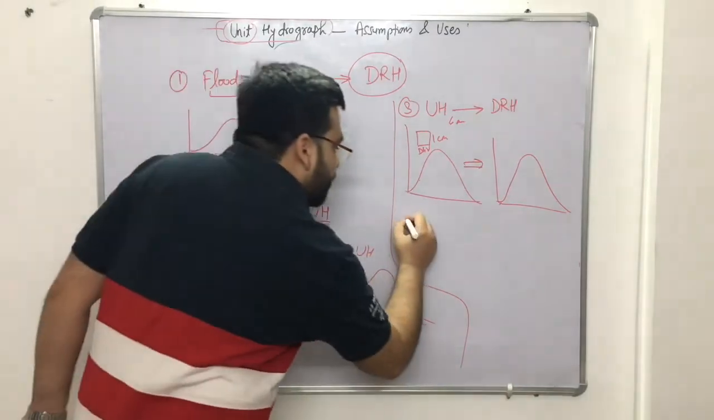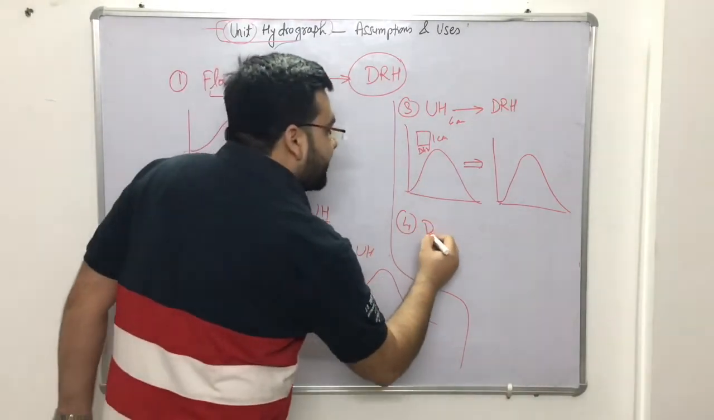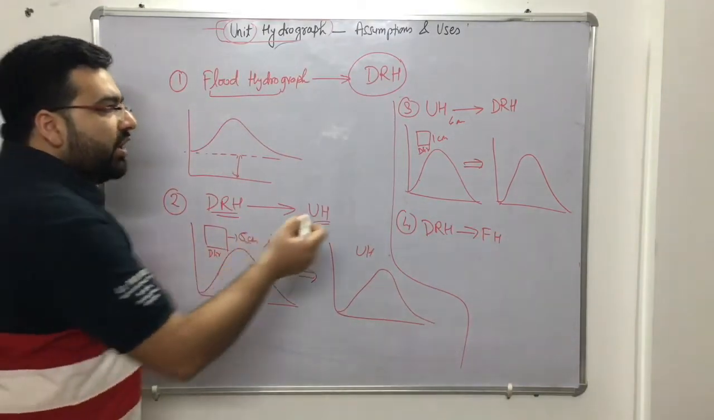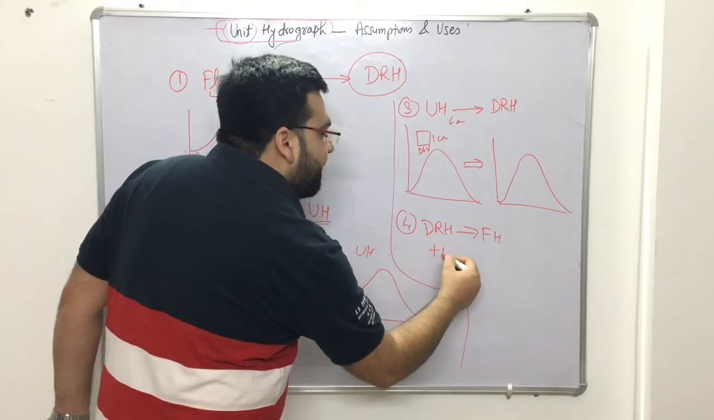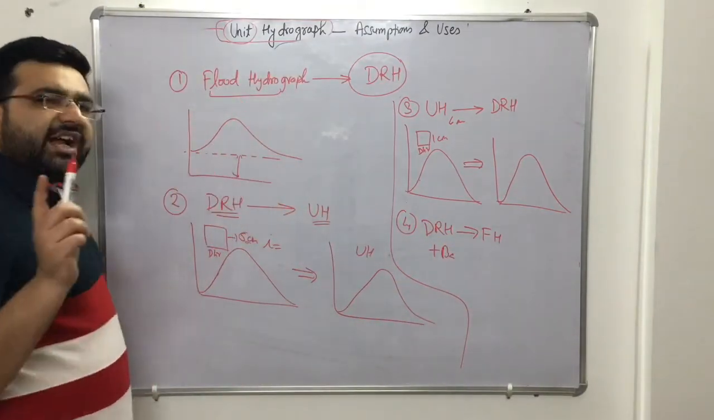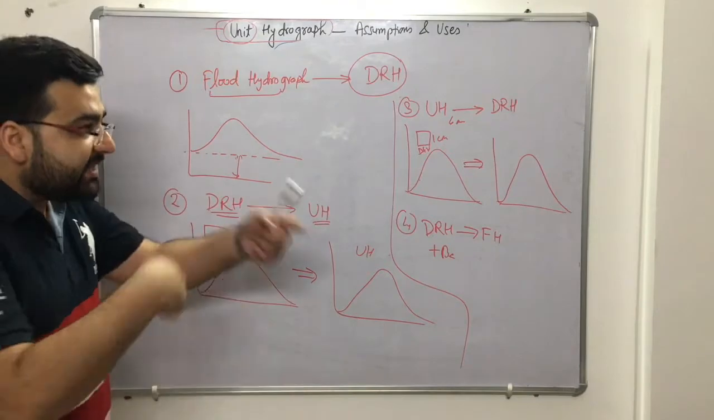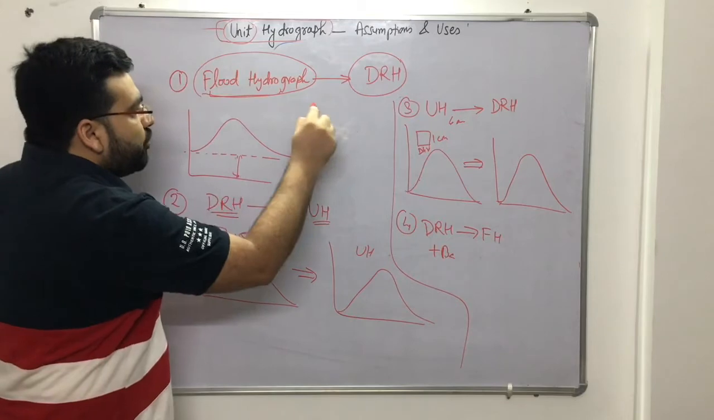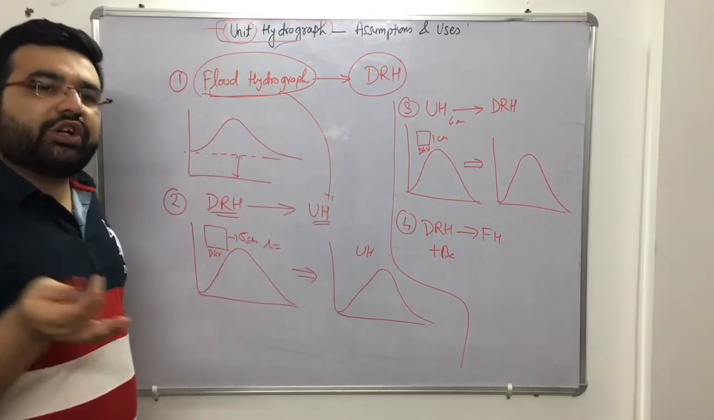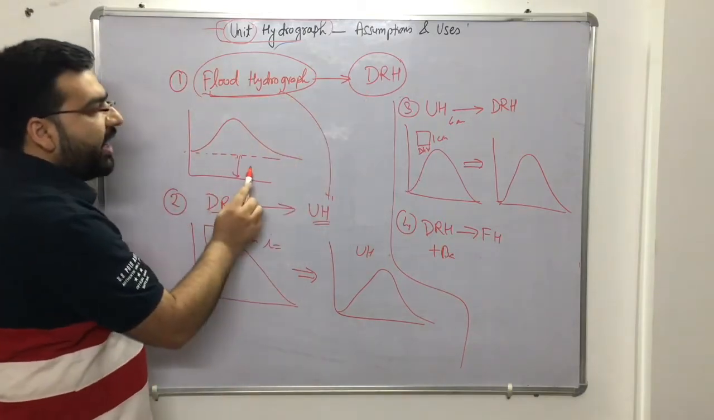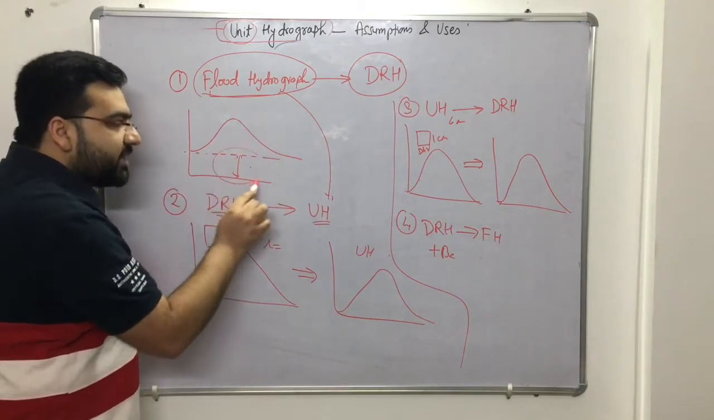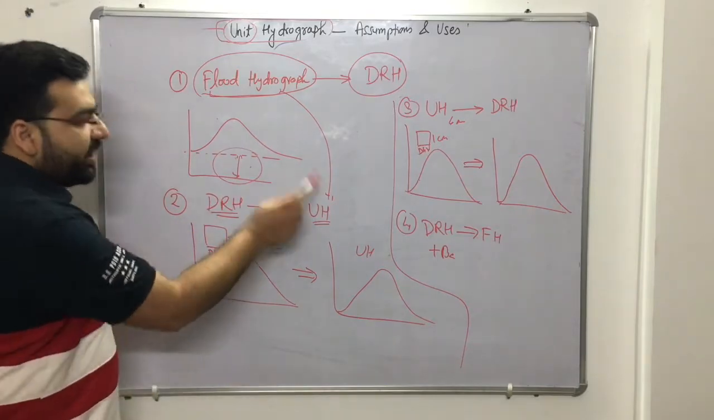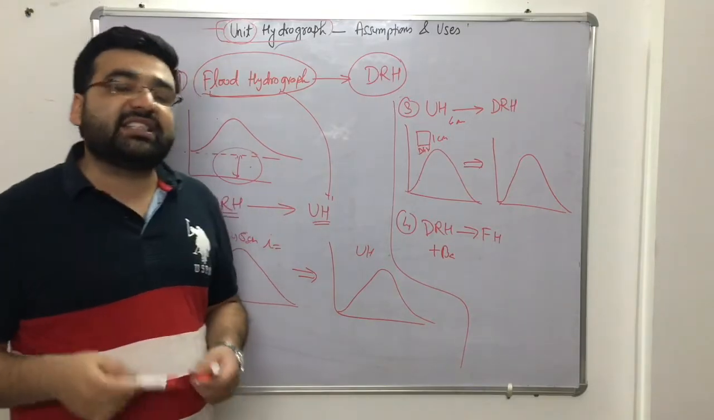The fourth type of question is that from the direct runoff hydrograph, you have to get the flood hydrograph. So what you have to do? In the direct runoff hydrograph, just add the base flow, and you will get the flood hydrograph. So the reciprocal of the question is also coming. Sometimes from the flood hydrograph, you are supposed to calculate the unit hydrograph directly. First you will convert it into a direct runoff hydrograph by subtracting the base flow, and then you will divide the ordinates by the effective rainfall to get the unit hydrograph. So these questions are coming in GATE examinations.